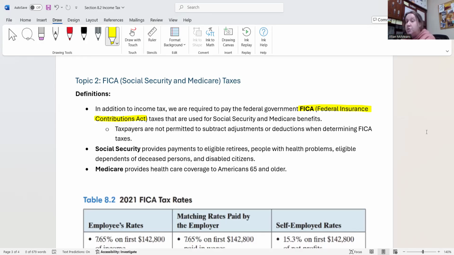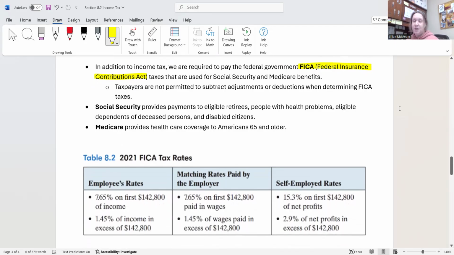Now, Social Security, in case you're interested, provides payments for eligible retirees, people with health problems, or eligible dependents of deceased persons and disabled citizens. So these are kind of the benefits you earn once you retire or if you cannot work, okay? And then Medicare provides health care coverage for Americans 65 and older, okay? So you pay into this system in the hopes that when you retire, you'll get your payments back, okay? So that is the ultimate goal.